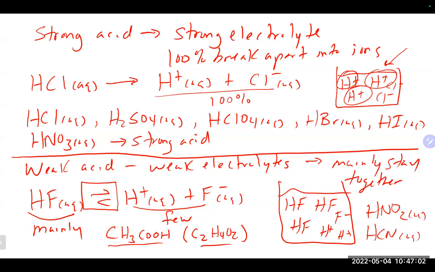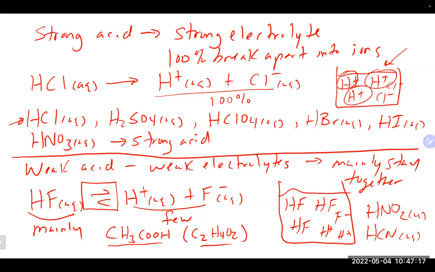So like I said, it's most likely easier just to get a handle on which ones are strong, and then you can very safely assume that outside of those guys will probably be weak acids. Any questions on any of those things?